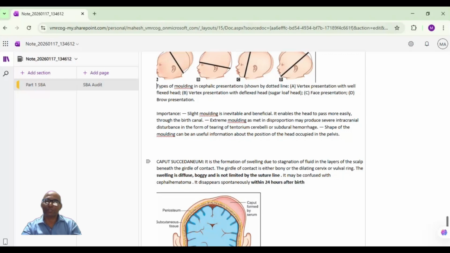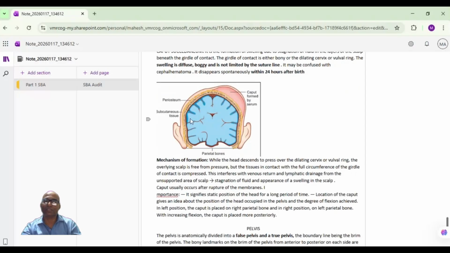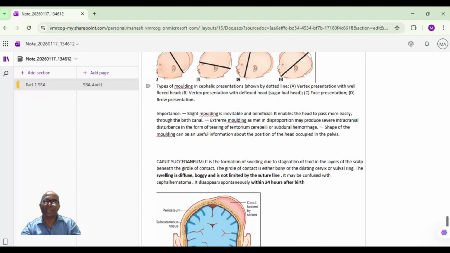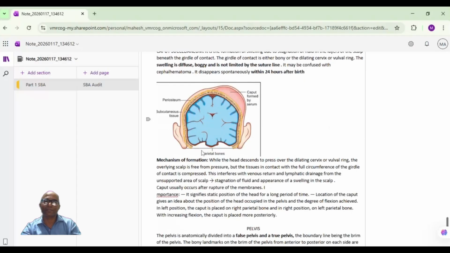The swelling is diffuse, boggy, and is not limited by the suture line. It may be confused with the cephalhematoma. It disappears spontaneously within 24 hours of the birth. So caput also disappears within 24 hours of the birth. So this caput we have to differentiate from the cephalhematoma. That is what they actually ask you, not this molding. Okay, for molding they can ask how much is physiological.